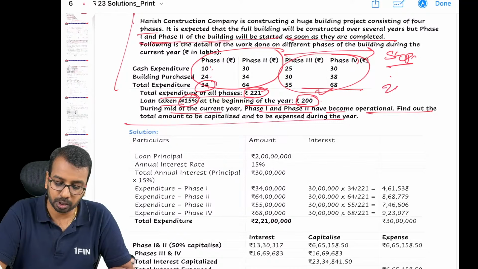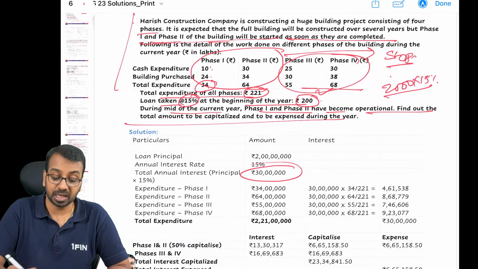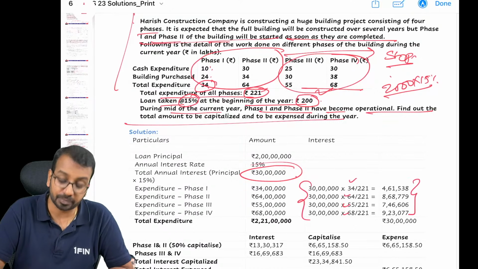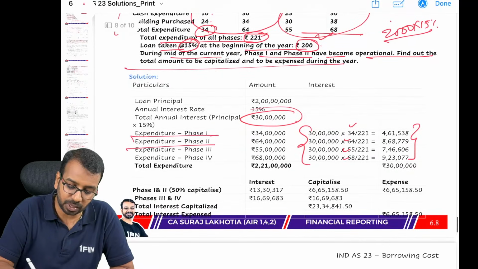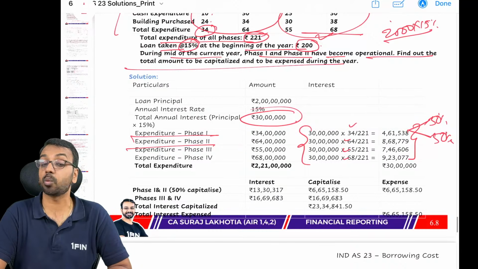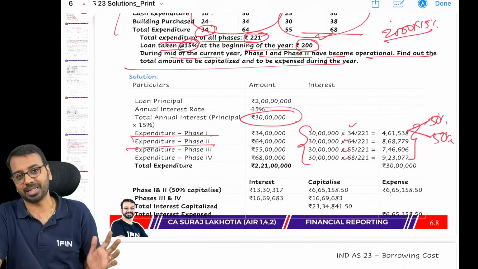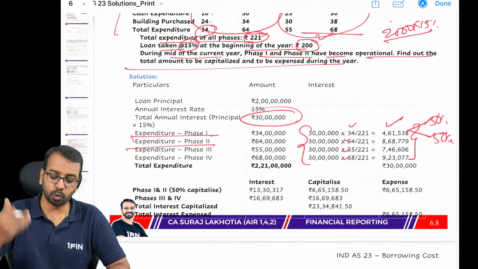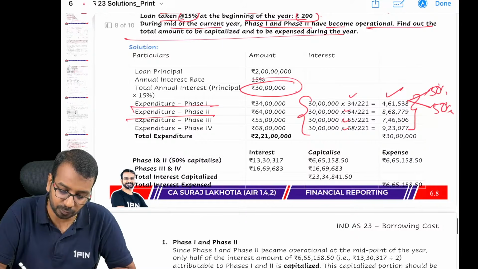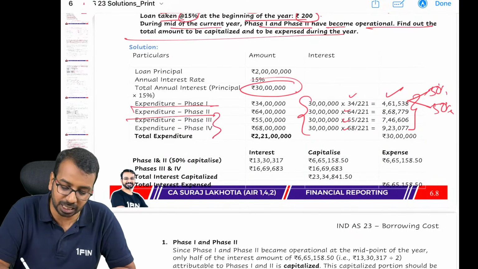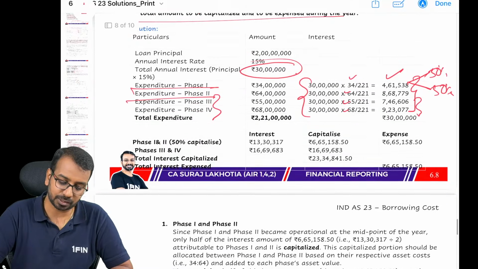So 200 is the loan, 200 into 15%, how much do we get? 30 lakhs. This 30 lakhs has to be allocated based on the total expenditure. Then phase 1 and phase 2 have to be split, 50% capitalized, 50% expensed. Why? Because mid-year they have been completed. So 461 by 2 will be capitalized, 461 by 2 will be expensed. Similarly, for phase 2, 868 by 2 capitalized, balance will be expensed. For phases 3 and 4, the full amount will be capitalized.